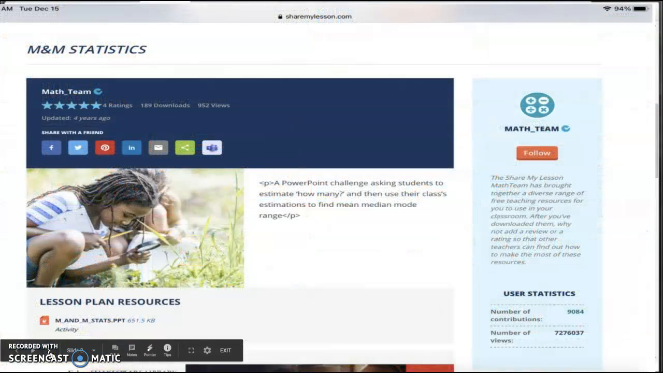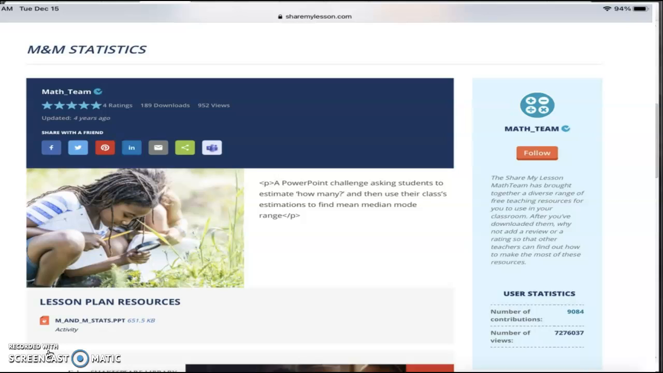And then this is the website I went to, sharemylesson.com, and they had a PowerPoint that tells the kids to explore probabilities and statistics. The kids would be involved by having a fun size of M&Ms. Each student opens the bag and estimates the number of candies in their bag, writes the number on a whiteboard, and then a list is generated of all the predictions. And then they calculate the mean, mode, and median.